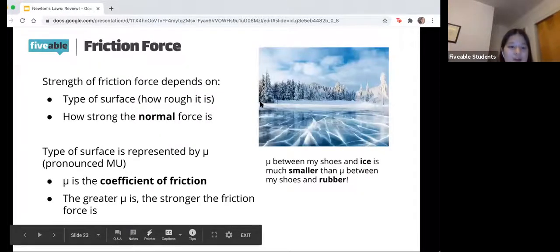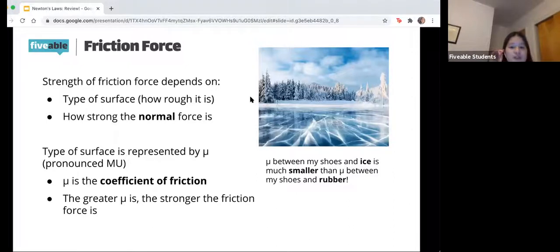How strong a friction force is depends on two things: the type of surface and how strong the normal force is. So there's where normal force comes in again. And there's actually an equation for it, which I highly encourage memorizing, but there's a fun way to memorize it. The type of surface, how rough it is, plays a huge role in the strength of the friction. This symbol, by the way, is called mu. It's a Greek letter, kind of like a U with a little line on the left side. Mu is the coefficient of friction.